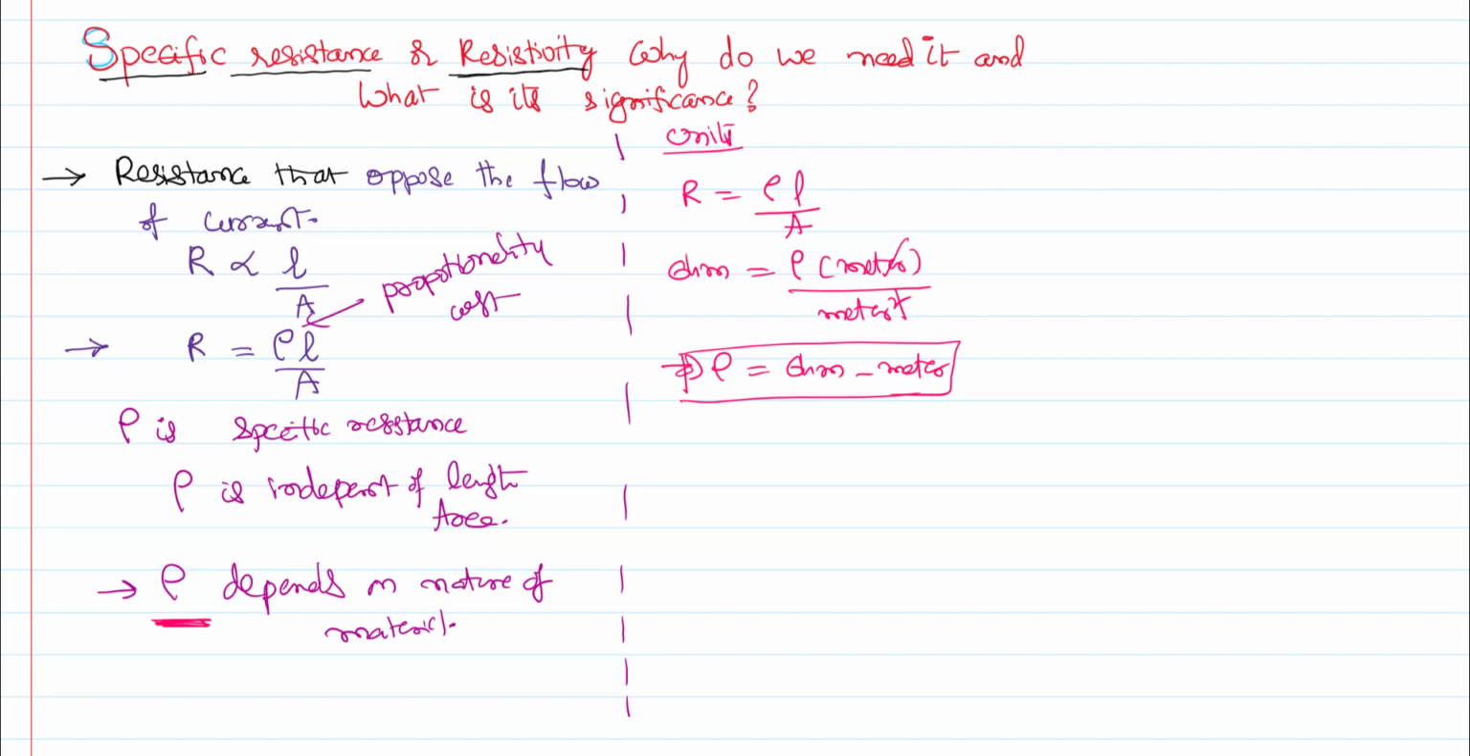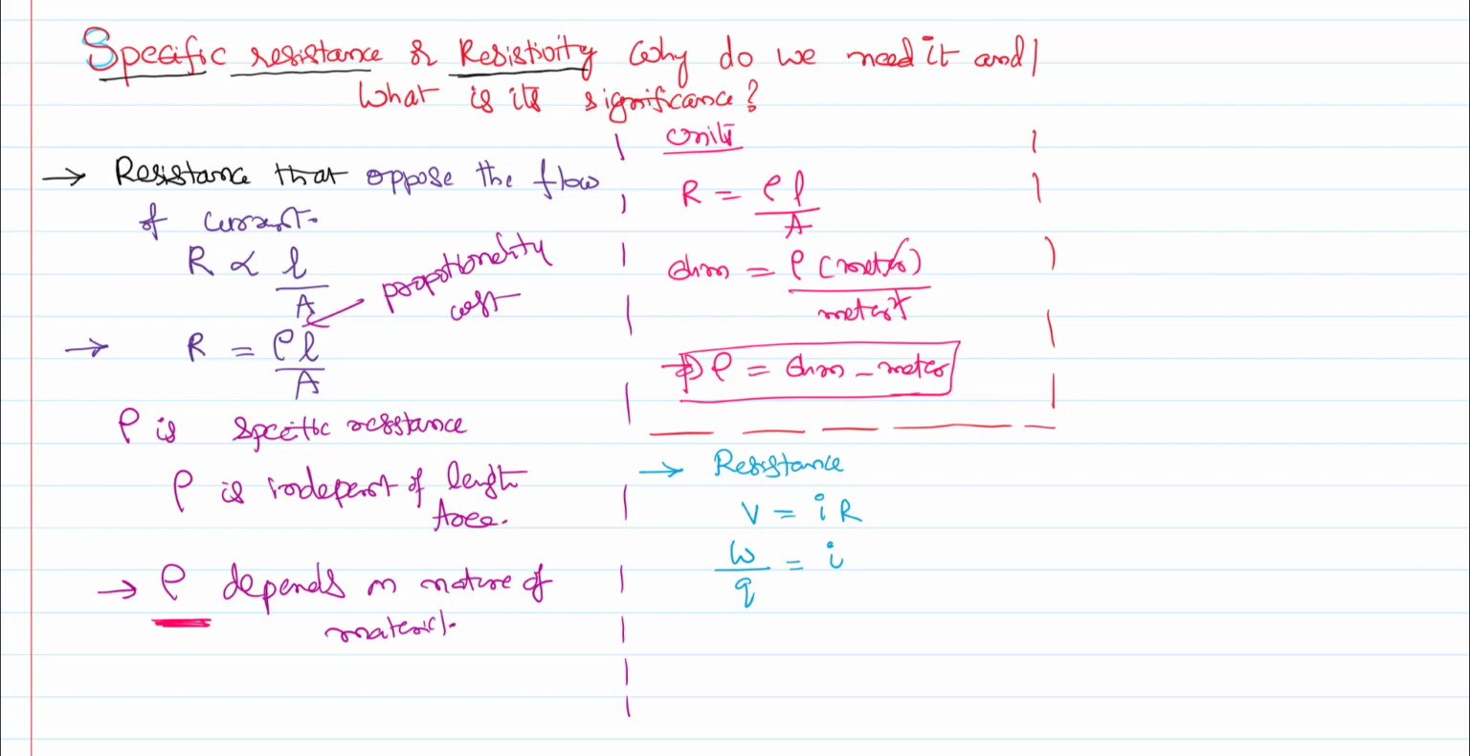If you want the dimension also, we can find it out. But to find the dimension, we need to know some other things. R equals rho L by A, so I need to know the dimensions of resistance. So let's first find the dimensions of resistance. I can find it using the formula V equals IR. You know, V is the potential, which is defined as work done in bringing a unit positive charge from infinite distance up to one point.